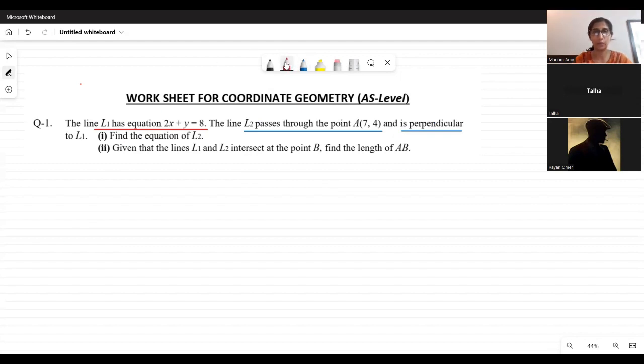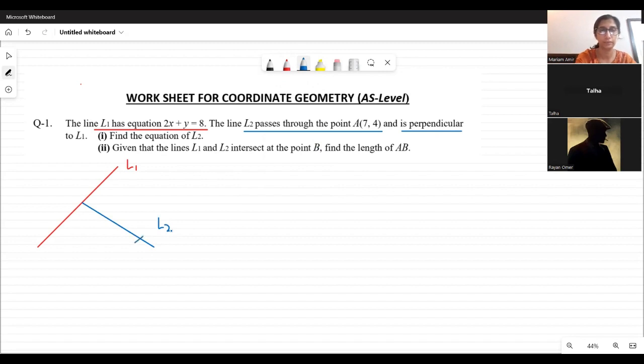So there's a line L1, and perpendicular to that, there's a line L2. Also we know that the line L2 passes through a point, let's say it's over here, which is (7, 4). So how do we find the equation of L2, given that these two lines are perpendicular to each other?